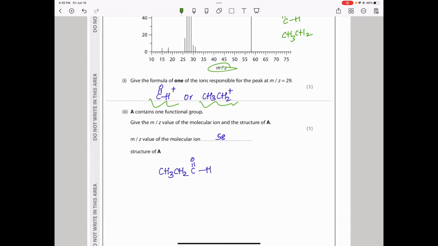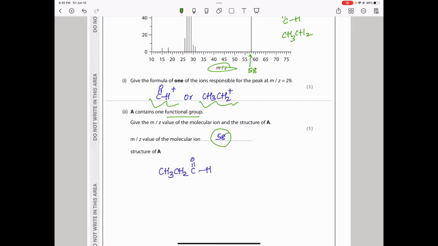A contains one functional group. Give the mass to charge of the molecular ion of structure A. So we can see this is at 58. It means the molecular ion is going to be 58. That part here is 58. The mass to charge is 58.